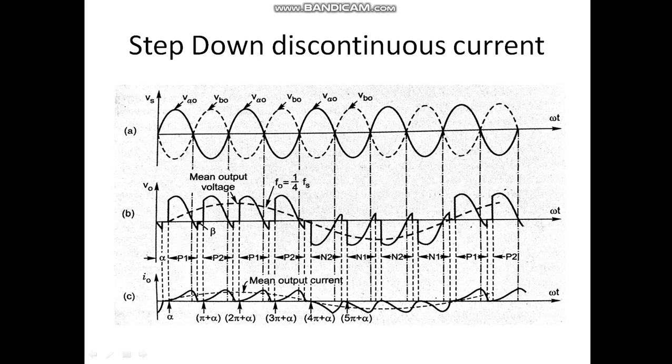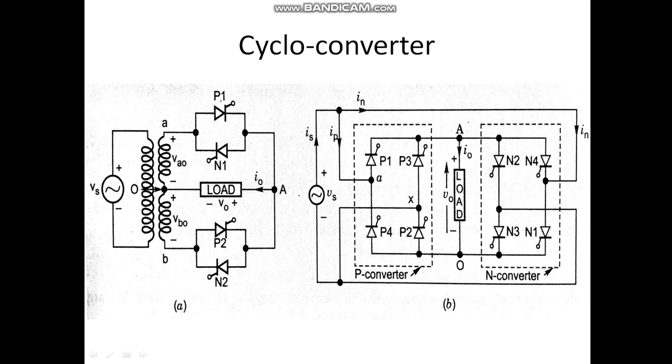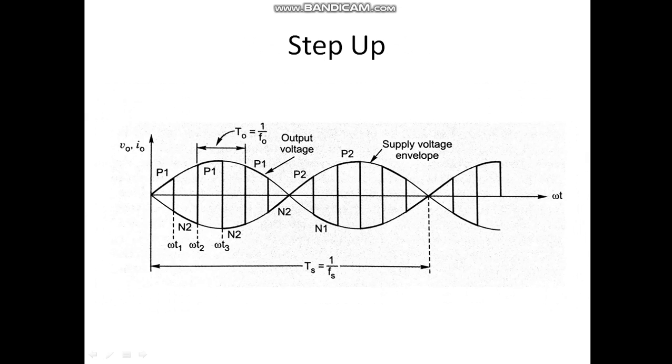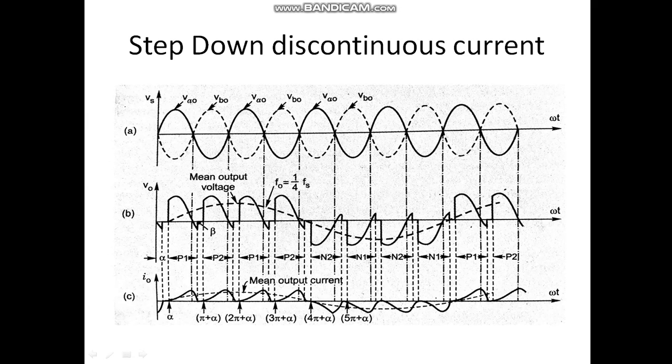Okay, friends. So when A is positive with respect to 0, this is the cycle, right? When B is positive with respect to 0, then this is the cycle. So this has been shown here. When A is positive, like this will be the cycle. And when B is positive, this will be exactly opposite to it. Now this is a step down discontinuous current cycloconverter, which means its frequency will be reduced.